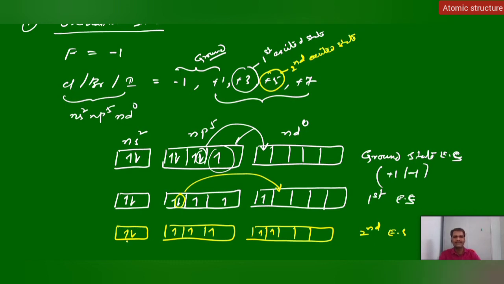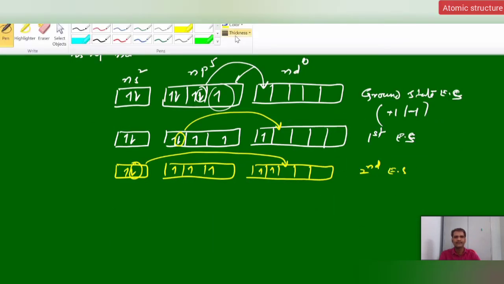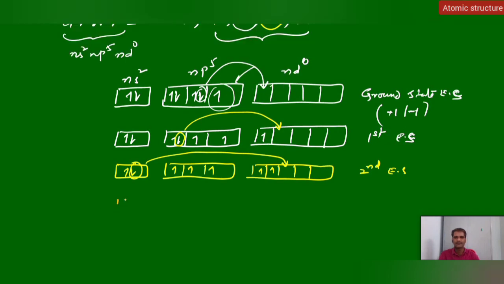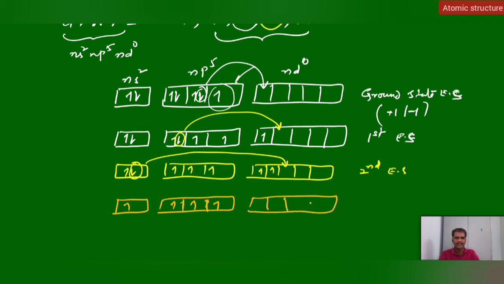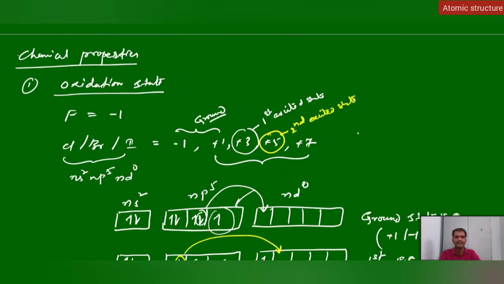Next, to show the +7, one more electron from the s orbital will shift to the d. Then you will get the new electronic configuration. Here 1 electron, here 3 electrons, and now the d subshell has 3 electrons. Total now 7 unpaired electrons. These 7 electrons participate in bond formation and they can show +7 oxidation state. This is the third excited state. So +7 oxidation state is possible in the third excited state.